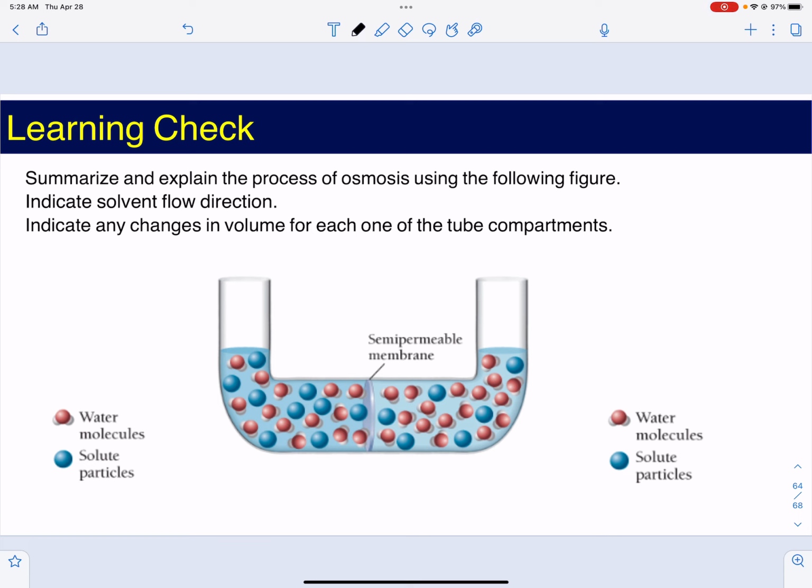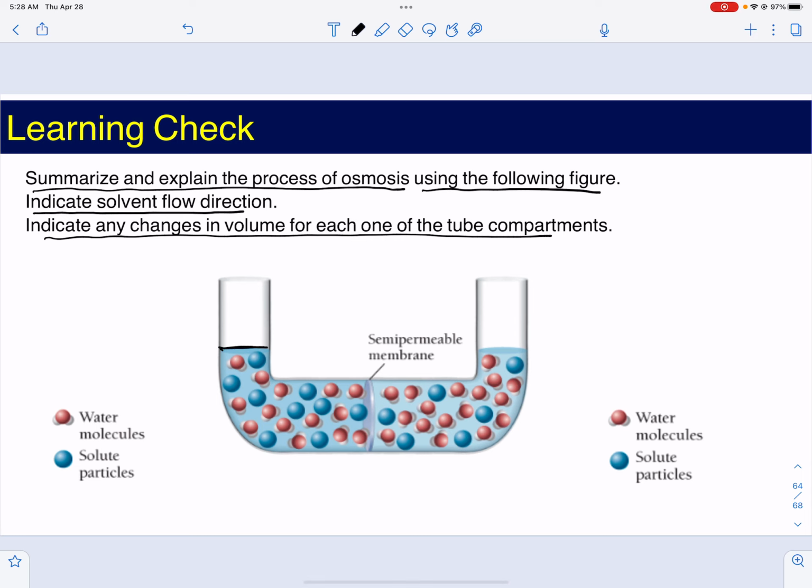So let's fine-tune this concept by doing this problem. Summarize and explain the process of osmosis. We just did that. However, we are now going to show it using this figure. So we're going to show the way the solvent is moving, left to right or right to left, and we are going to indicate if there are any changes in the volume. So the volume of this chamber is there, and the volume of this chamber is there.